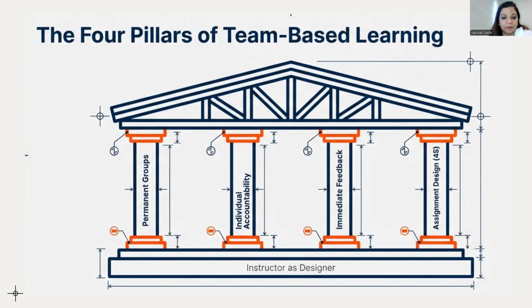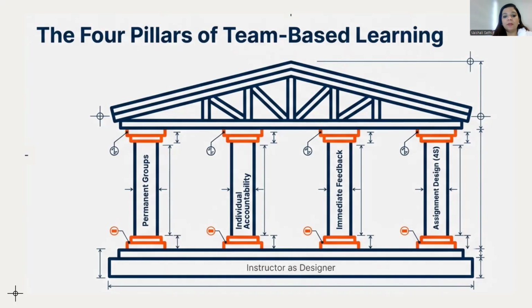Okay. Then the second pillar is individual accountability. This pillar solves one of the biggest complaints we hear, which is "I did all the work," right? Most of the students say that. So in TBL, students are accountable as individuals before the teamwork begins, for example, through pre-class preparation and individual readiness checks. That means that each person arrives with something to contribute. So this reduces free riding and helps teams function more fairly. It also improves confidence in the team because students know that others are also prepared.